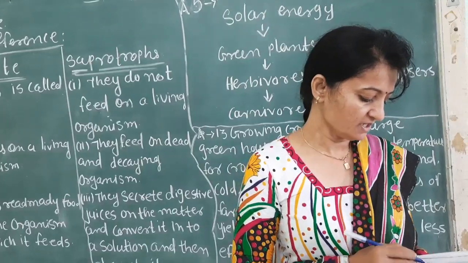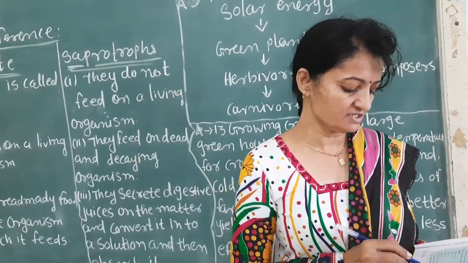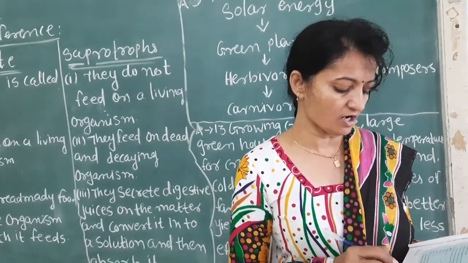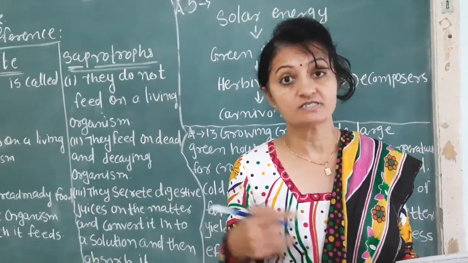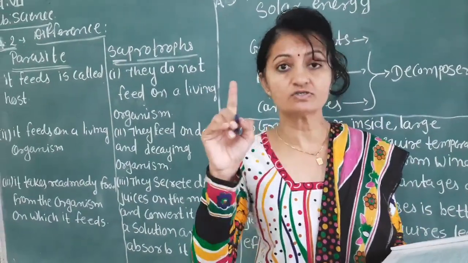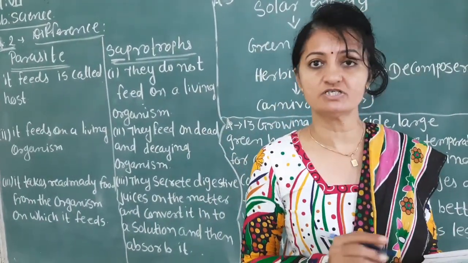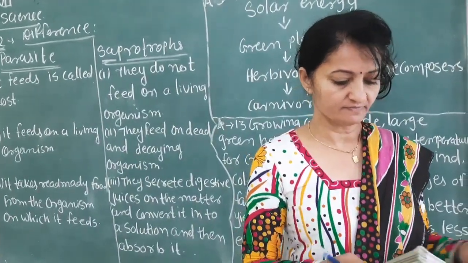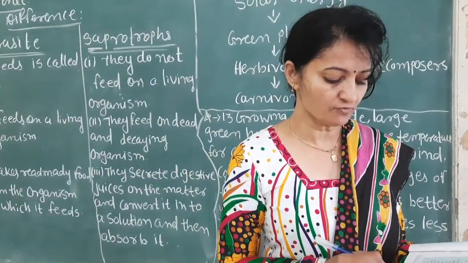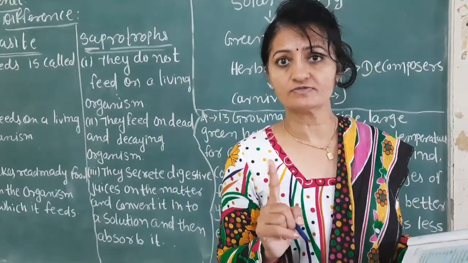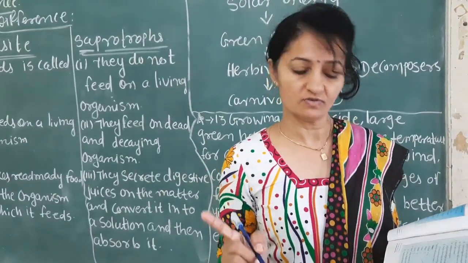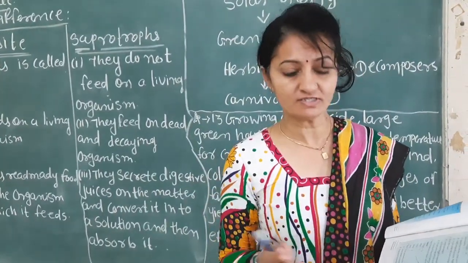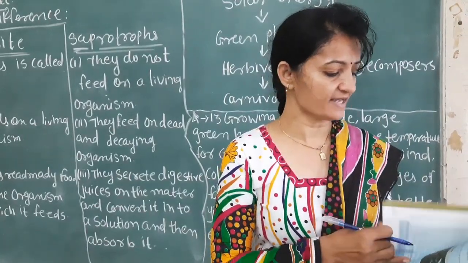Now next, plants which synthesize their food are called saprotrophs. This is also wrong, right? So you also write F. The second question is also false. Plants which synthesize their food are called autotrophs, not saprotrophs. So you write false. That is the second question.